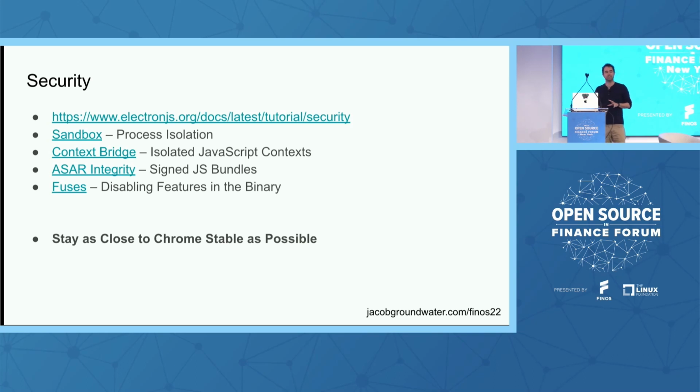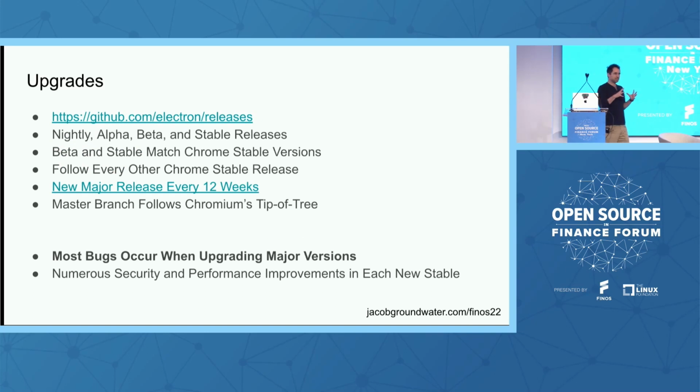But to be honest, if you're thinking about security, the best thing you could do for your app, whether you're shipping your app to customers or it's internal or whatever, is just stay as close to Chrome stable as possible. So this gets to why Electron is at version 22, and why it comes out every 12 weeks. We follow the Chrome release schedule, and they have so many engineers. It's like 600 engineers working on Chrome. They ship a new major version every 6 weeks. That's a lot of code to ingest.